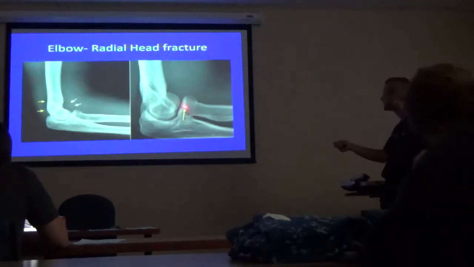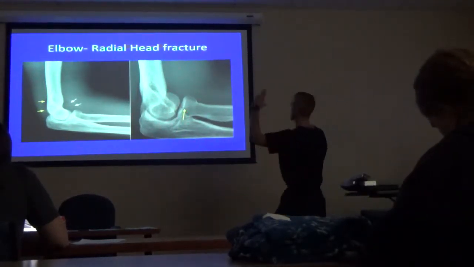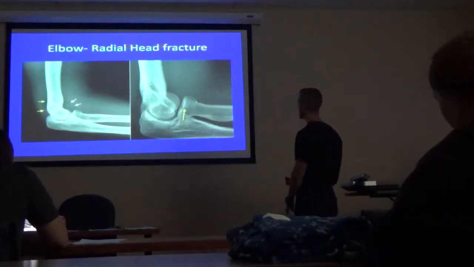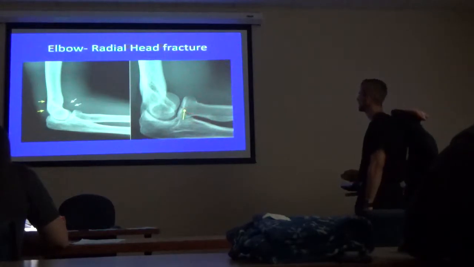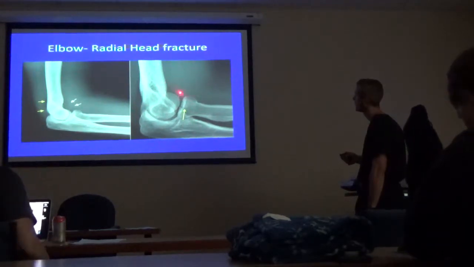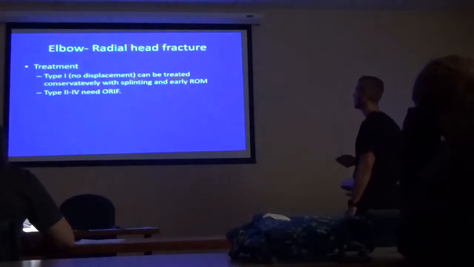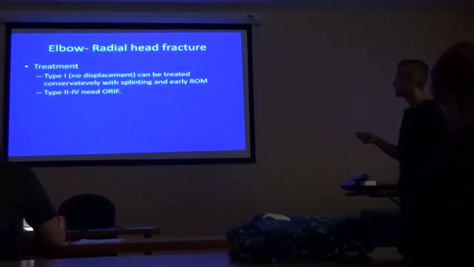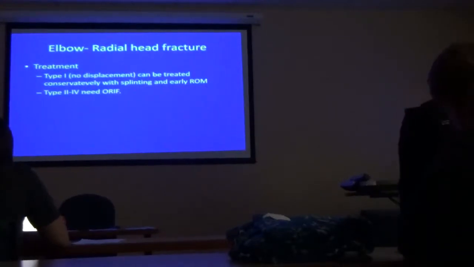Look at that little bitty fracture. This is really zoomed in and a beautiful, clear, crisp image. That would be a tough one to see. But you can see there's a little bit of fat pad sign here, a little bit of an anterior one, not too bad, but you guys already know about that stuff. Type 1, no displacement, can be treated conservatively. Type 2 through 4 need ORIF. Types 2 through 4 are discussed in the lecture notes.